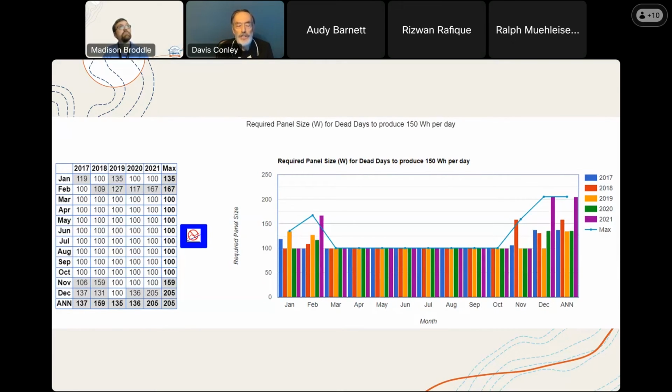The next best way to reduce the dead days is to increase your panel size. And here you can see that again, in January 2017, you'd have to increase your panel size to 110 watts. And over those 5-year periods, again, December 2021 is the worst. You would have had to double your panel size to 205 watts. Next slide, please.